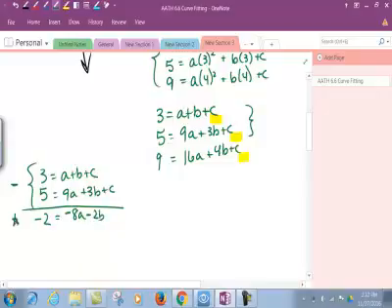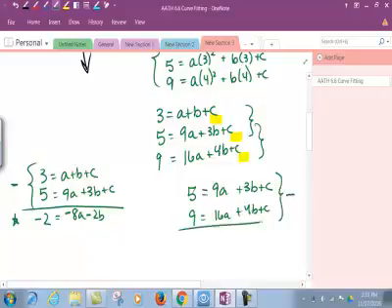Okay, so I'm going to hold on to that and go back and put the second and third equations together by subtracting them. 5 equals 9a plus 3b plus c, and 9 equals 16a plus 4b plus c. So again, I'm going to subtract, and this time I get negative 4 equals negative 7a minus b. All right, so now I'm going to just bring this one over here, line it up. Negative 4 equals negative 7a minus b.